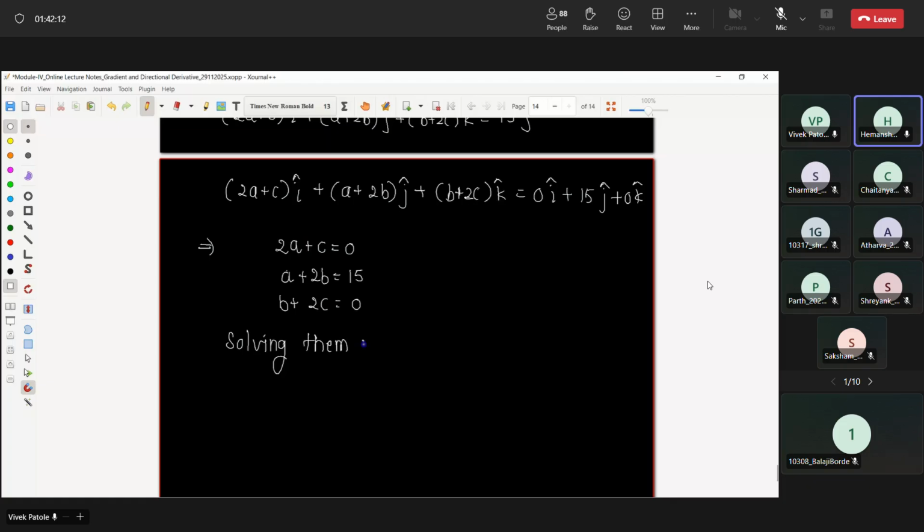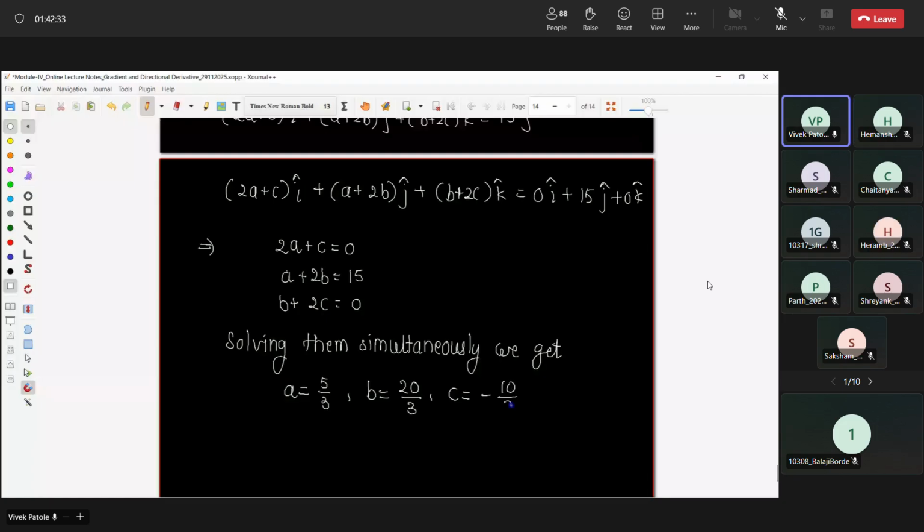Solving them simultaneously, we get a as 5 by 3, b as 20 by 3, and c as minus 10 by 3. So see, these are the values of a, b, c. Everyone got this?